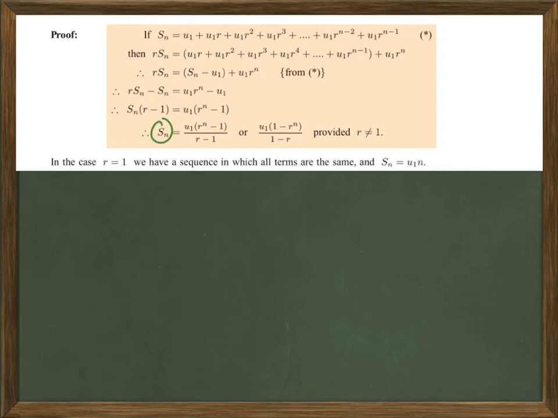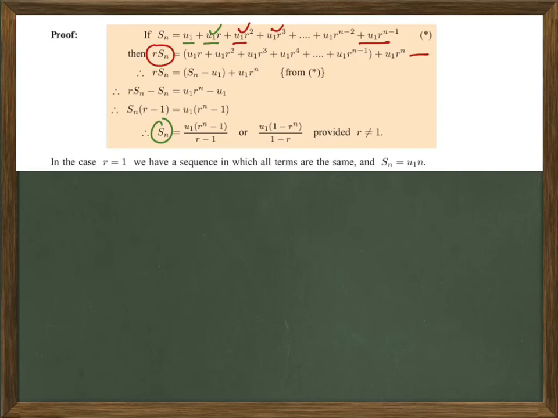How did Sn come? Here Sn is equal to u1, the first term, plus u1 into r, that is u1 into the common ratio, which is the second term. Then this term into the common ratio again gives u1 r square, then u1 r cube, and in a similar way we get u1 r to the power n minus 1. Now just multiply r with Sn on both sides, and we will get this equation.